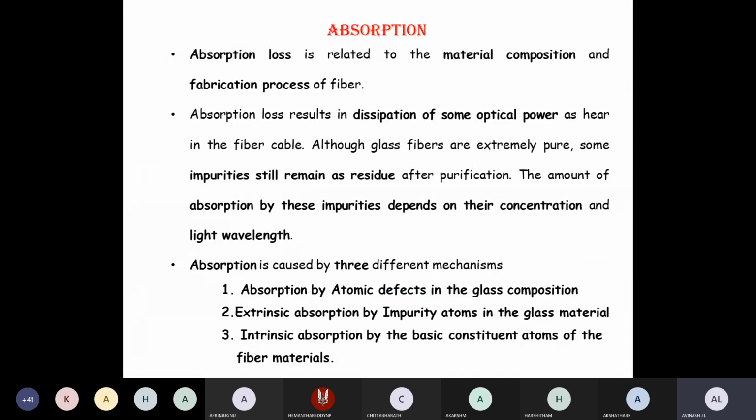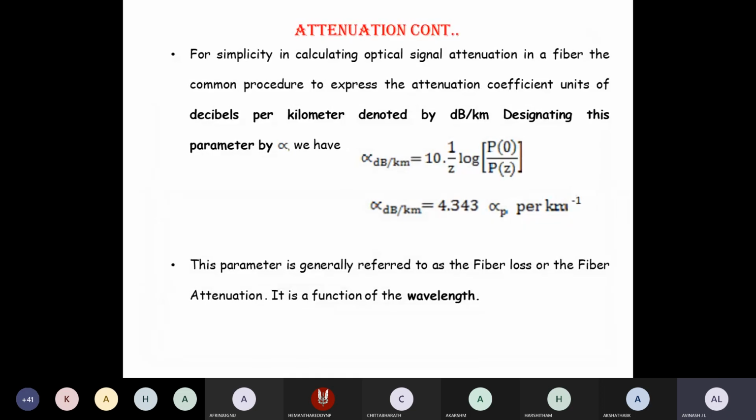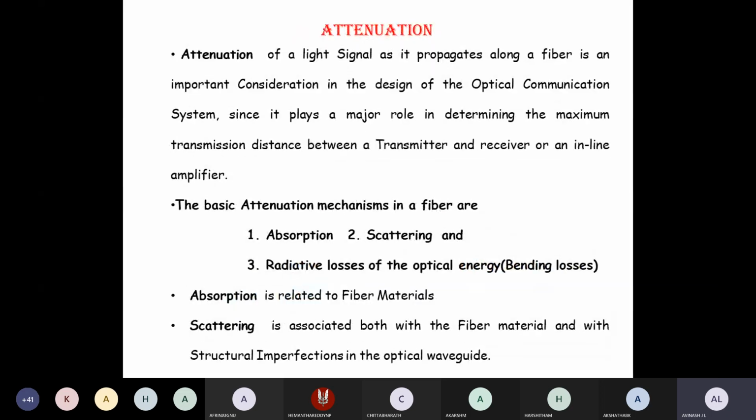So when they ask you about attenuation, what exactly are you writing? From this particular slide you are going to start. You are going to write the definition of attenuation. You are going to write the basic attenuation mechanisms, and you are going to explain in short what is absorption, what is scattering, and what is radiative losses.